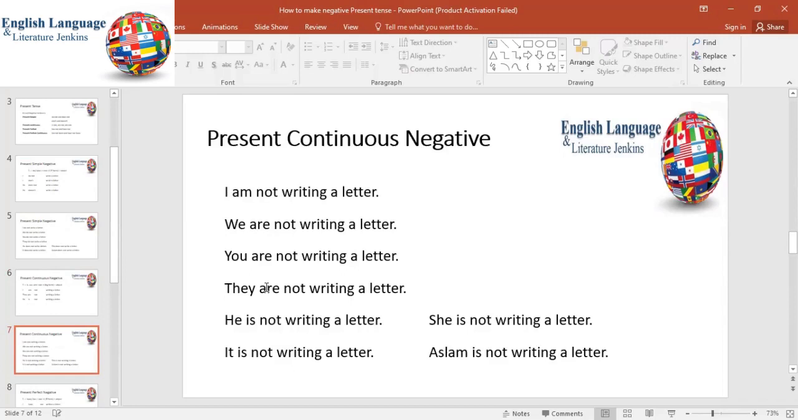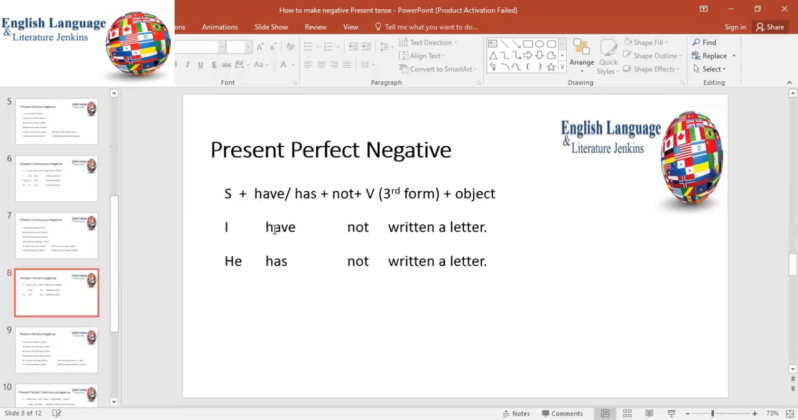I am not writing a letter. We are not writing a letter. You are not writing a letter. They are not writing a letter. He is not writing a letter. She is not writing a letter. It is not writing a letter. Aslam is not writing a letter. With third person singular, such as in these four sentences, we use is. With I, we use am. With plural, we use are.